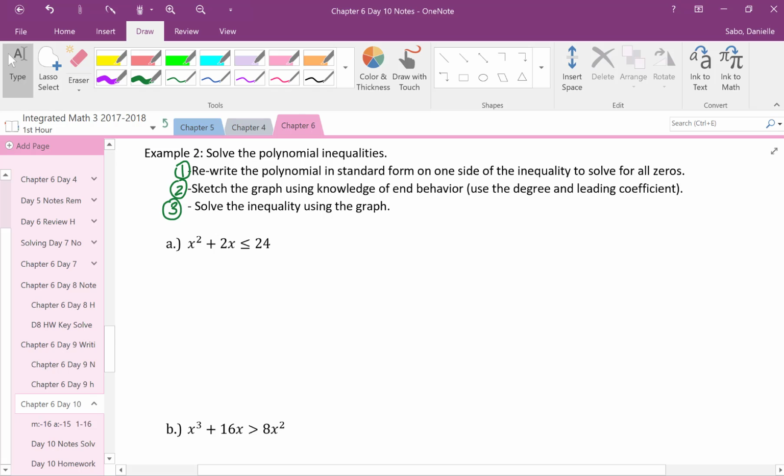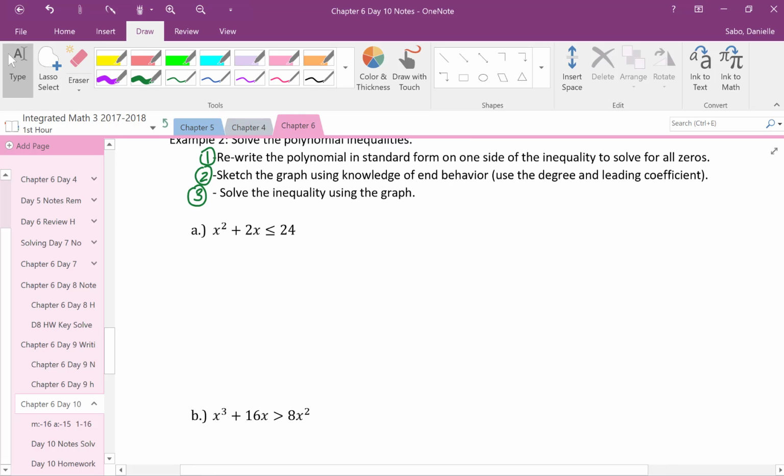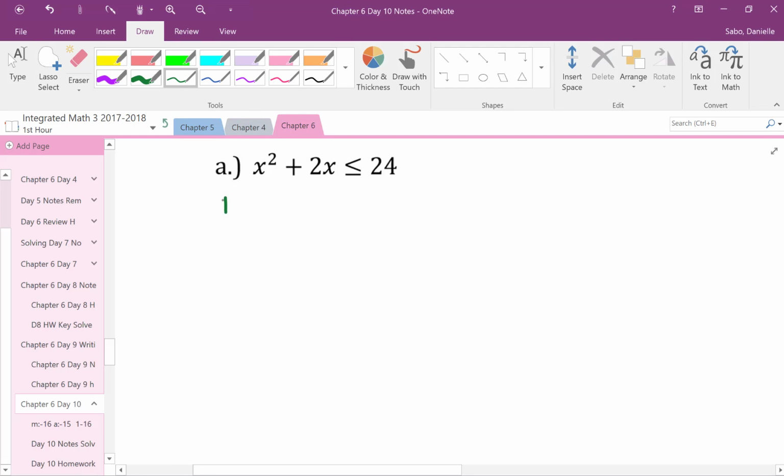All right, so let's take a look at this. The first step in this problem, we're going to have to move everything to one side of the equation. So I'm going to move that 24 to the left side of my inequality here. So I have x squared plus 2x minus 24 less than or equal to 0. You have to have one side equal to 0 when you're doing this, otherwise it gets way too complicated.